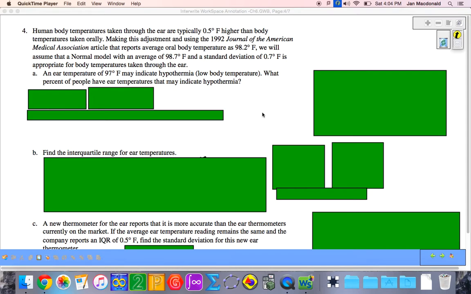Question A. An air temperature of 97 degrees Fahrenheit may indicate hypothermia, which is low body temperature. What percent of people have air temperatures that may indicate hypothermia? As we've learned in this class, in order to answer any question, we should make a picture, make a picture, make a picture. So take a minute and sketch your normal curve.